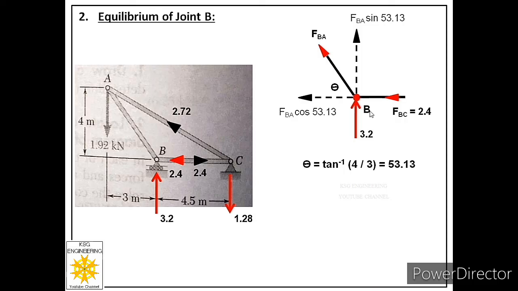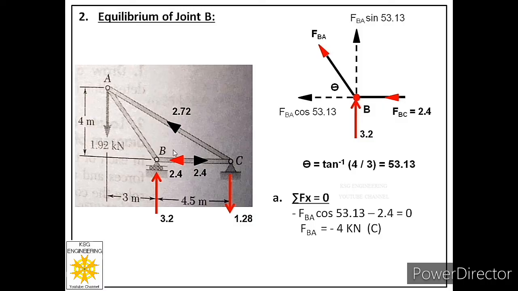So let us start with the equations of equilibrium now. Let us apply the first equation, that is summation Fx is equal to 0. How many forces are acting in the x direction? FBC, which is 2.4 kilonewton in magnitude, and FBA cos 53.13. Both are acting towards the left, so both will be considered negative. So the equation will be minus FBA cos 53.13 minus 2.4 equal to 0. From here we will get the answer for the last member also.